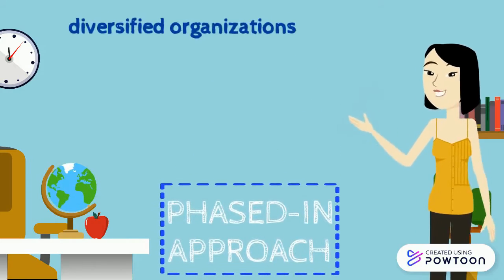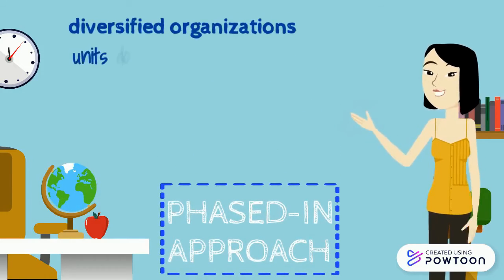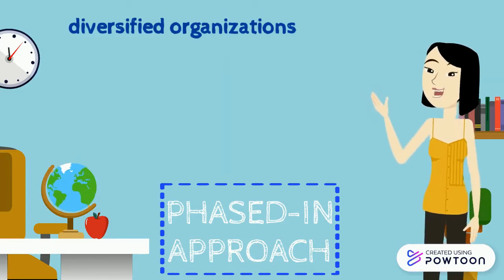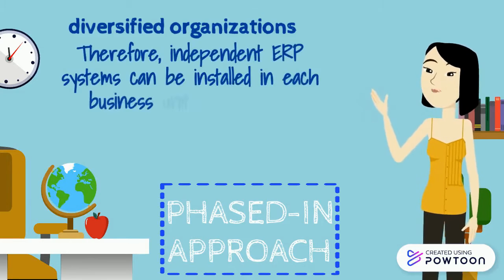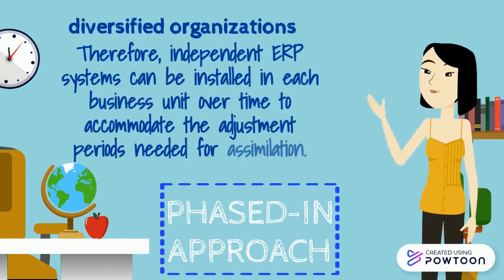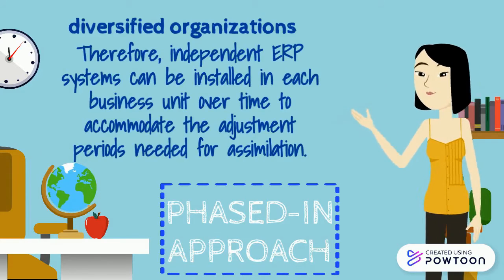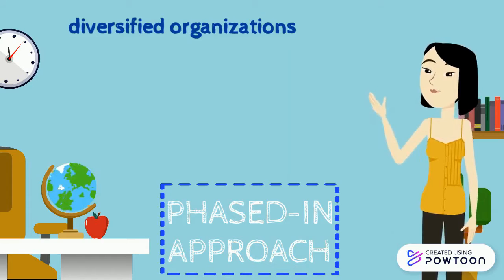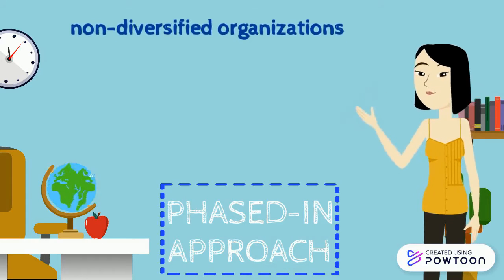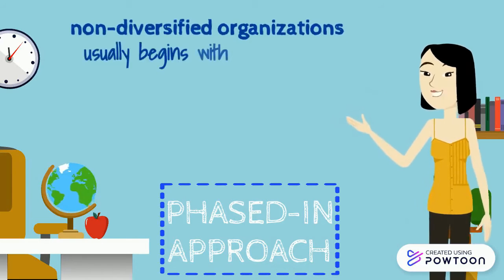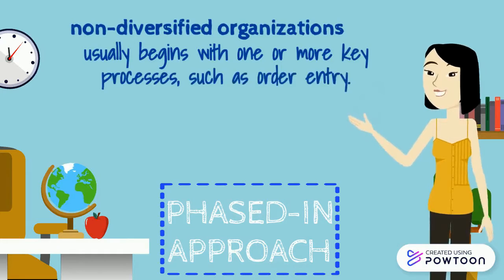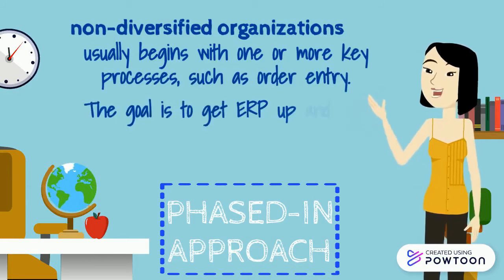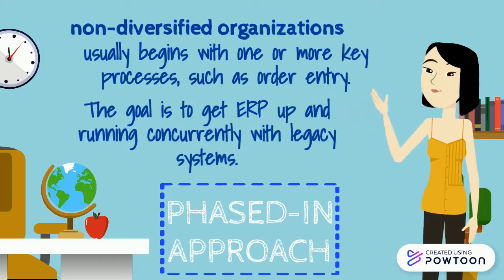In diversified organizations, units do not share common processes and data. Therefore, independent ERP systems can be installed in each business unit over time to accommodate the adjustment periods needed for assimilation. On the other hand, the implementation in non-diversified organizations usually begins with one or more key processes, such as order entry. The goal is to get ERP up and running concurrently with legacy systems.